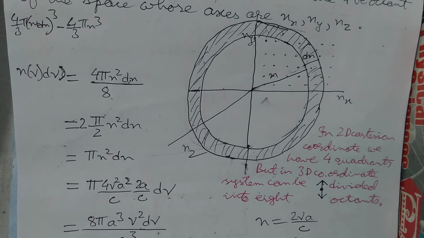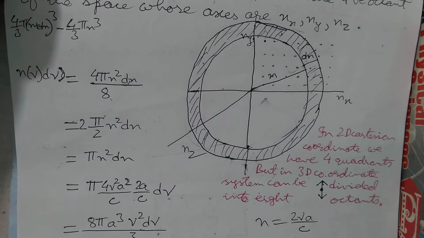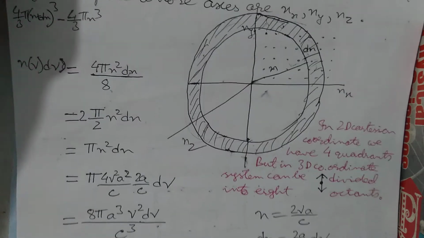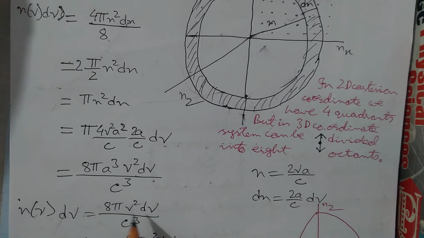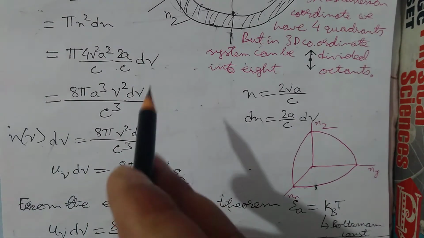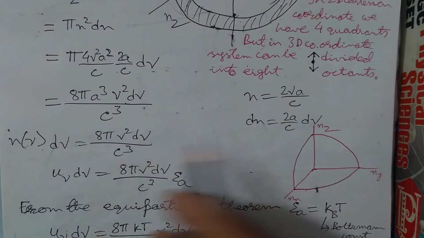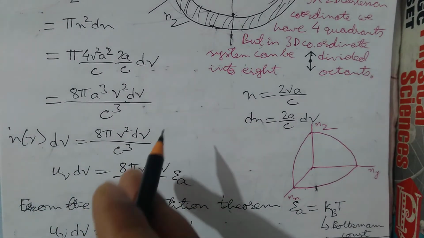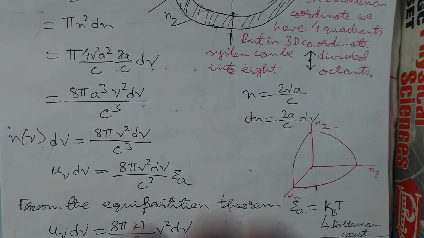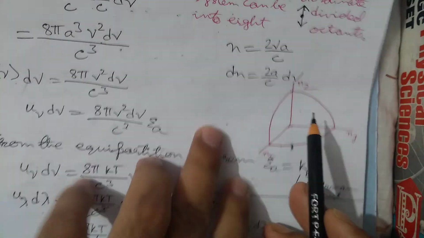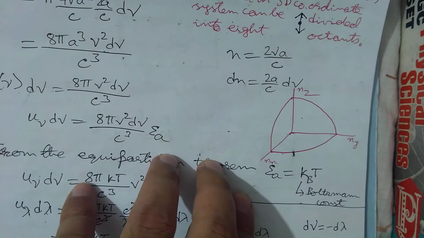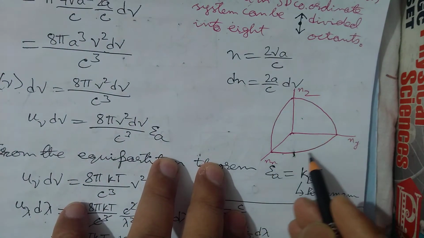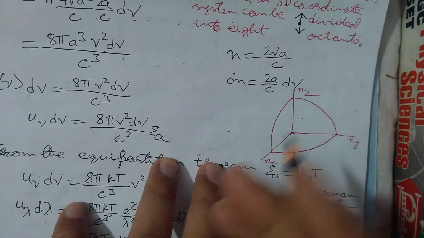So that we have done, and that is the N(nu) d nu. Then this is 8 pi a cube nu square d nu. a cube is nothing but the volume, so we have divided by the volume because we are taking the density. Try to imagine it in three dimensions: you are finding out the volume of this region.